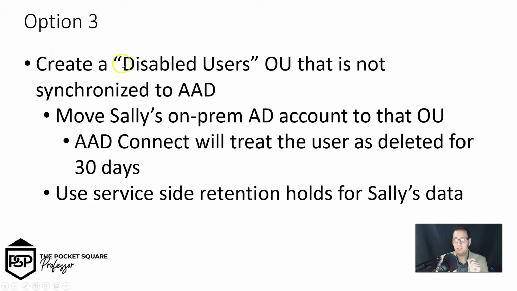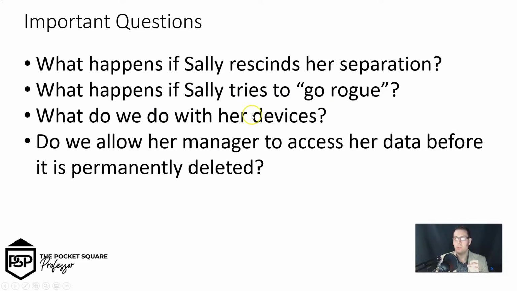The reason why I like to create a disabled users OU is, well, one of a couple of reasons. Here are some important questions we have to ask. What happens if Sally rescinds her separation? This happens a lot. She leaves for a day or two and she's like, well, this just wasn't for me. Well, remember, we still have that timer of 14 days. We can go up to 30 for the email, 93 for OneDrive, and the user accounts for 30 days. So let's just say we move our Exchange up to 30 days.